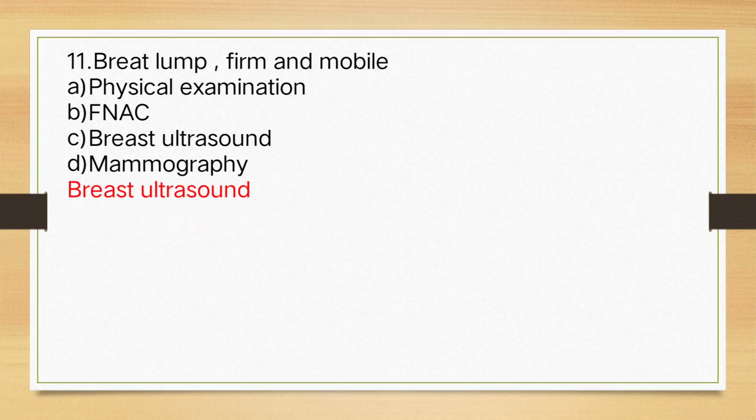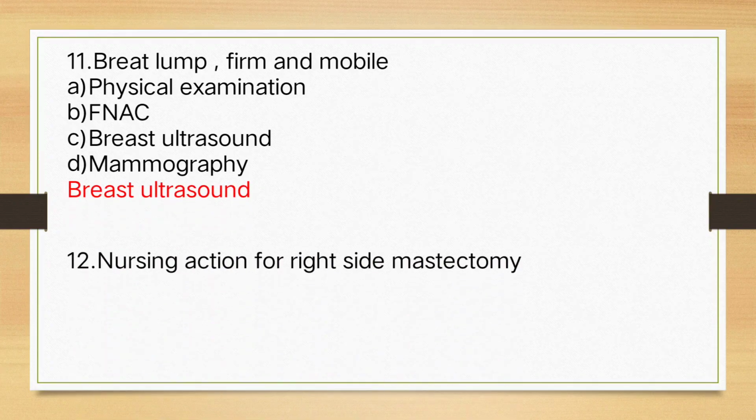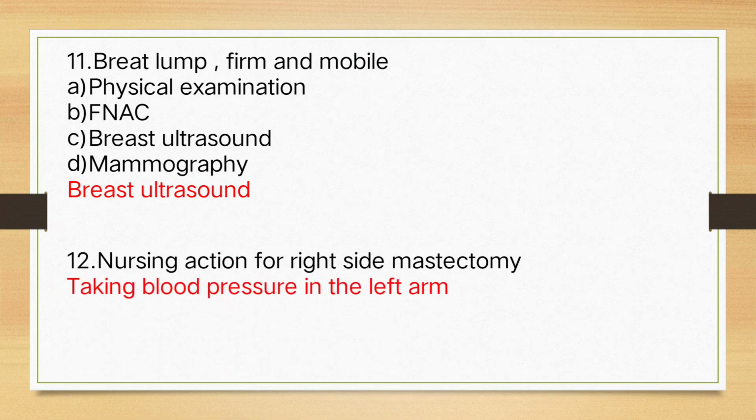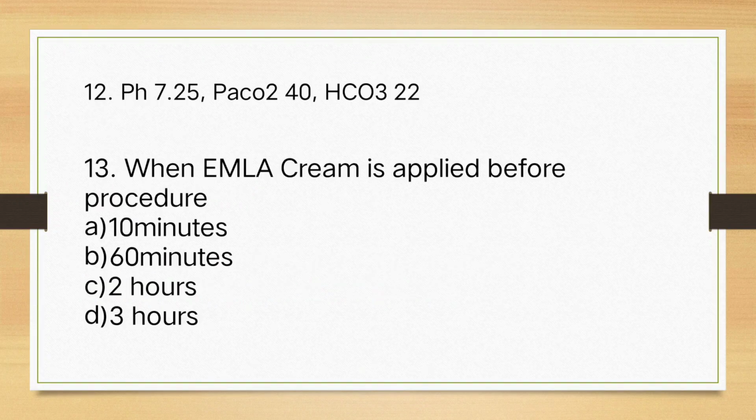Next one, nursing action for right side mastectomy. So what can be done is taking blood pressure in the left arm. Then pH 7.25, PaCO2 40, HCO3 22. So it is metabolic acidosis.